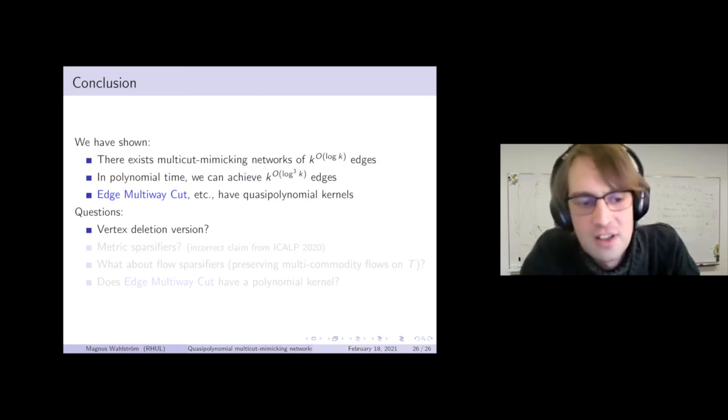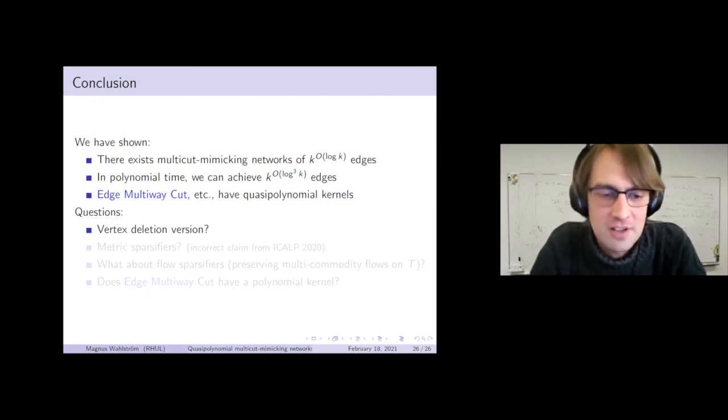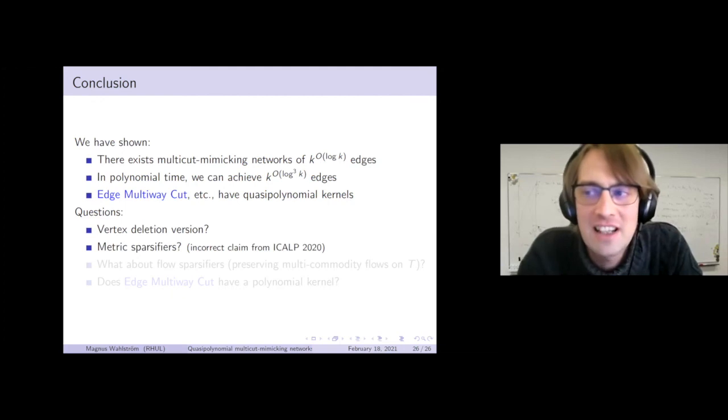Immediate questions: the vertex deletion version. At the moment you cannot possibly hope for a constructive version for vertex deletion, but even the existence question for vertex deletion looks harder than this. Second question, there was an incorrect claim in my ICALP paper. I claimed something I called a metric sparsifier. The proof fell apart. I also don't know if it's false. So I will be curious about whether this is true or false.